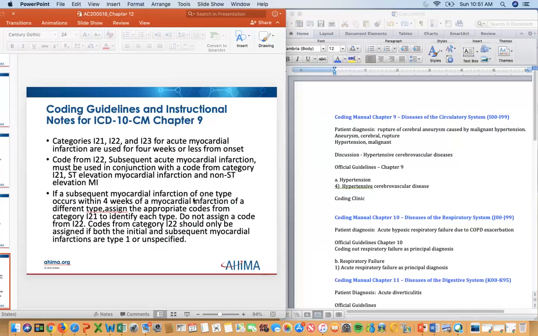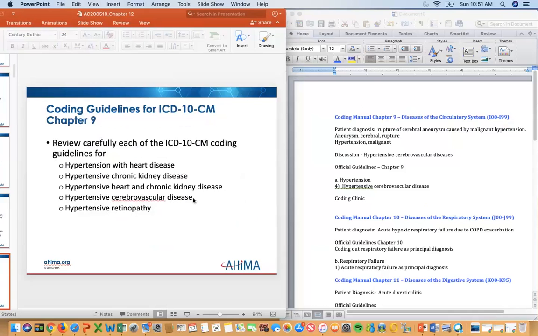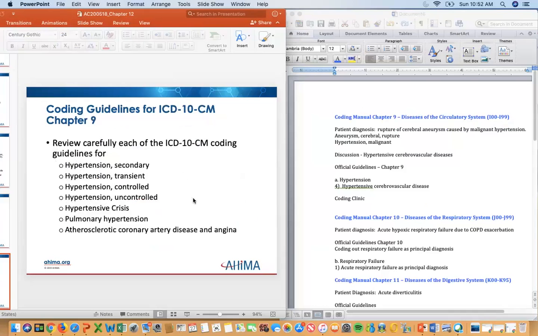So if you have an acute myocardial infarction, maybe it's new, less than 4 weeks, as you can see, our first sentence talks about a subsequent acute myocardial infarction, or one that has occurred within 4 weeks of that myocardial infarction. The other system we review, make sure that you understand hypertension with heart disease, kidney, heart and kidney, cerebral, and retinopathy. Again, there are guidelines that follow this. So if you have a patient with a diagnosis of hypertension with heart disease, you're going to go back into your Chapter 9 and review through the official guidelines.